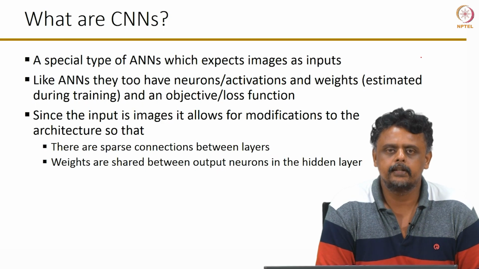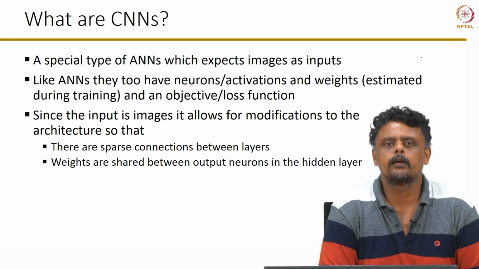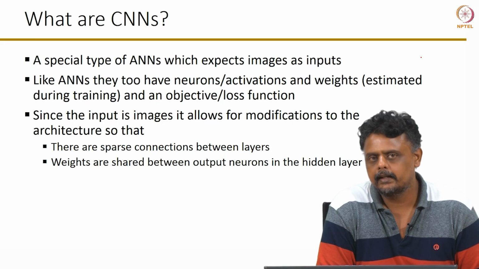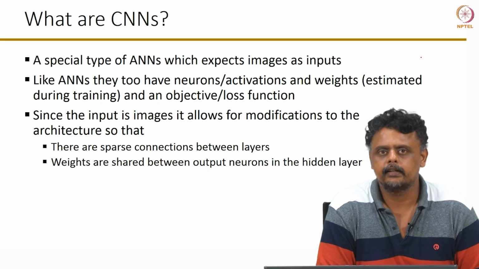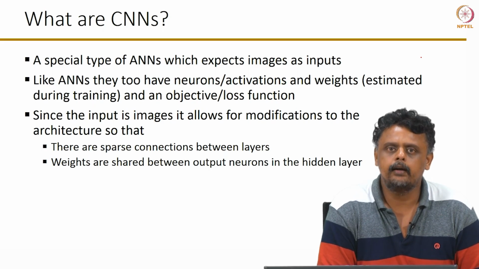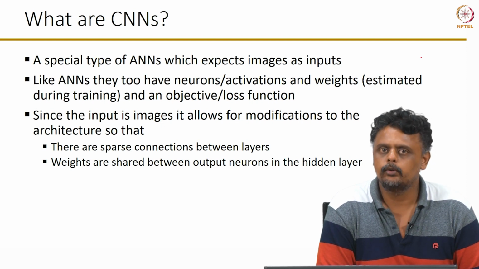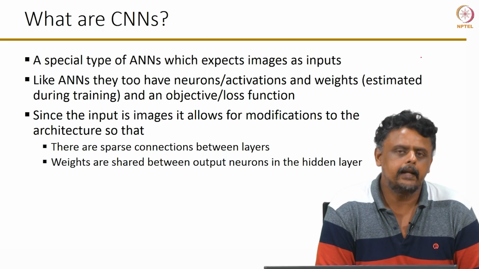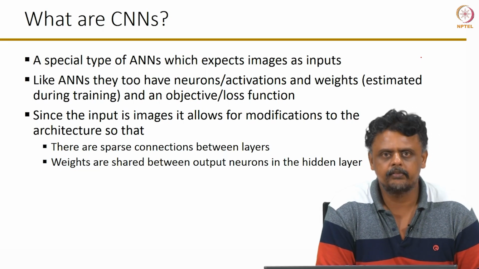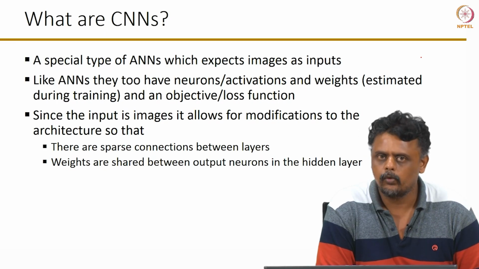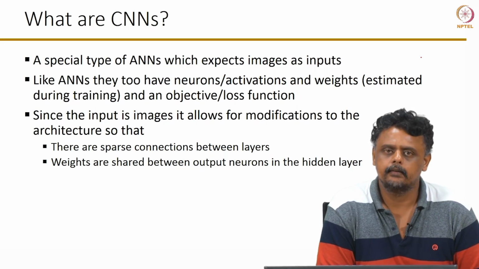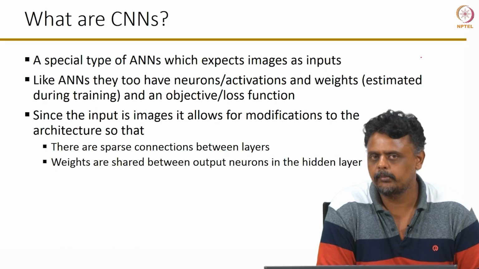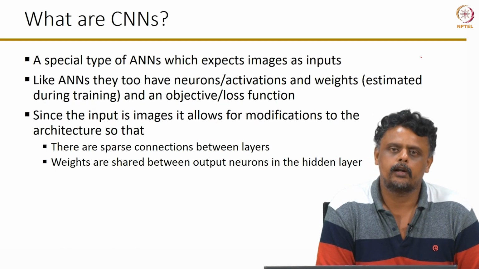Welcome to the series of lectures on convolutional neural networks. CNNs are basically a special class of artificial neural networks, the regular neural networks that we have seen, which expect images as input. They are designed to work on images, mostly to handle computer vision problems. Like the regular artificial neural network that you have seen before, these networks also have weights, neurons and bias units, and the weights in these CNNs are also estimated by optimizing an appropriate objective function.